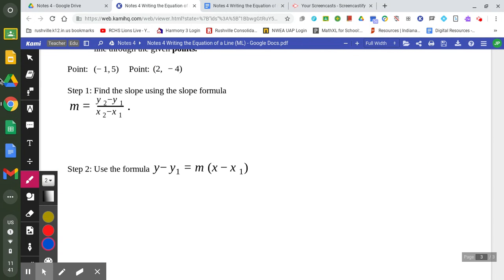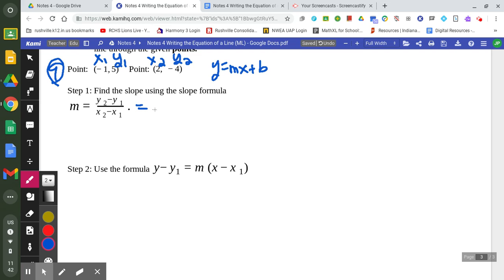Number 9 and 10 are our most involved because you are given 2 points, but we still want the y equals mx plus b format. So this would be my x1, y1, x2, y2. And first thing we have to do is find the slope.